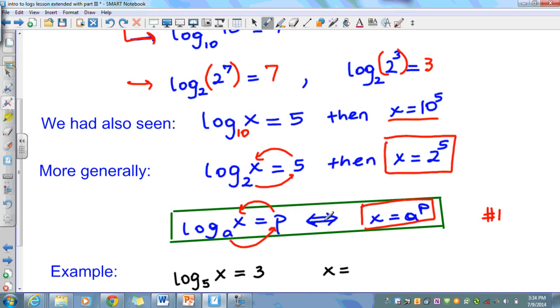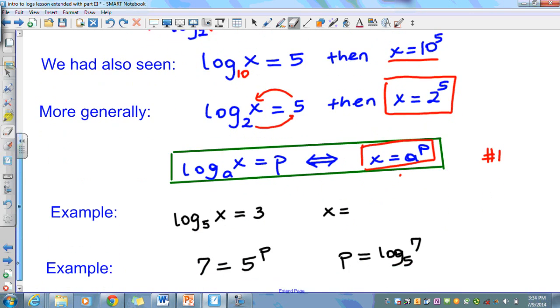But notice the double arrows going both directions. If you start with the right-hand side, that x is equal to a to the p, you can also rewrite that in logarithmic form, where you can say the power p equals a logarithm, and the base of that logarithm is a and the value is x. So you can go back and forth from logarithmic form to exponential form, or from exponential form to logarithmic form, using this basic equation. This actually is also used as a definition of logarithms. And just something to notice here is that both a and x have to be greater than 0 to be well defined. Okay, some more examples.